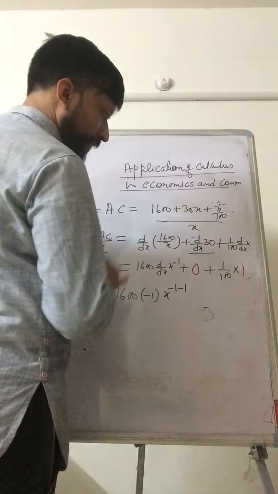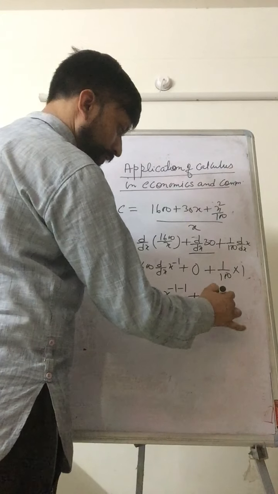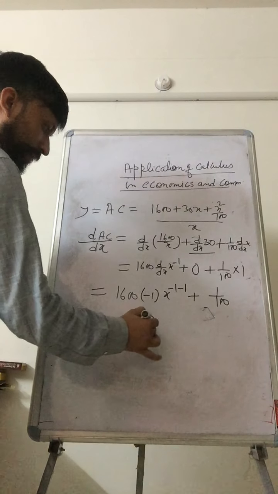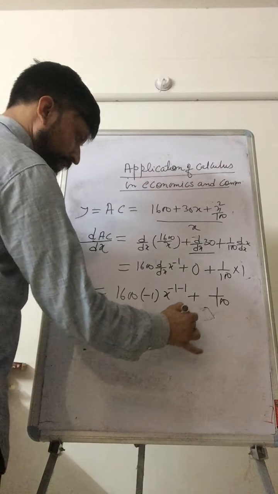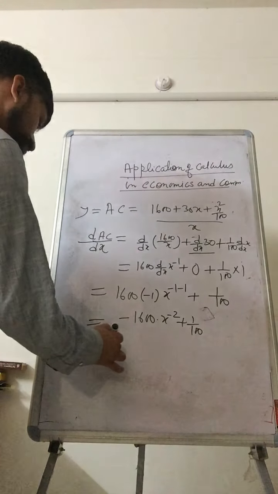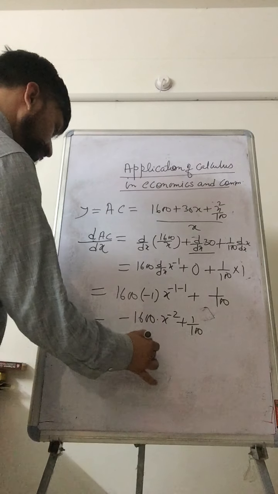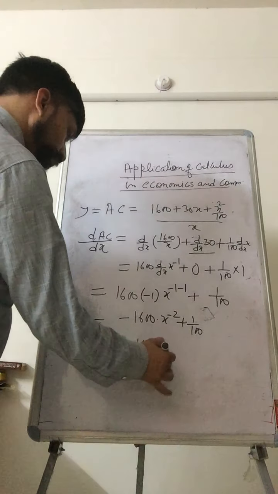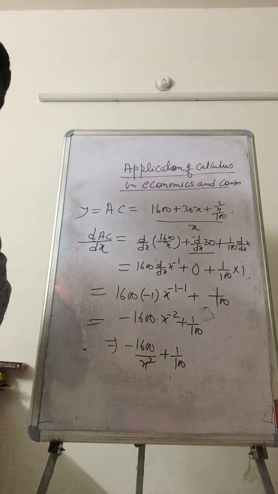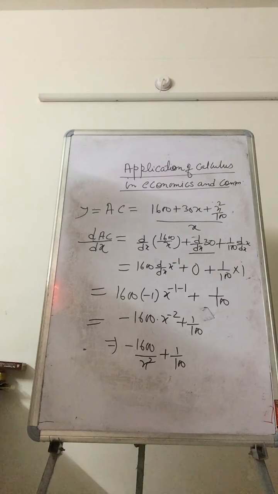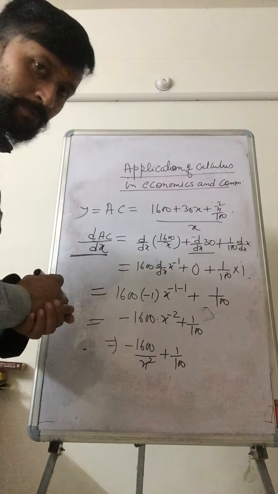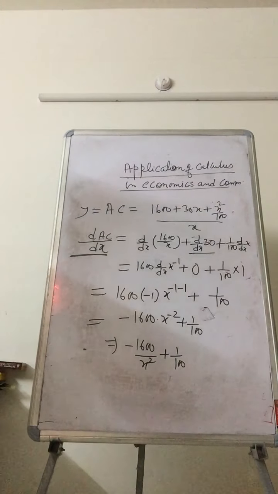If we simplify this, then 1600 times x to the power minus 1 minus 1, according to the rule of derivatives, and here we have 1 by 100. So what we are getting here is minus 1600 into x to the power minus 2 plus 1 by 100. Next, minus 1600 by x square plus 1 by 100. Now for maximum or minimum value of production, to minimize the cost, this must be 0 according to the rule of maximum minimum. We have to use this property now.